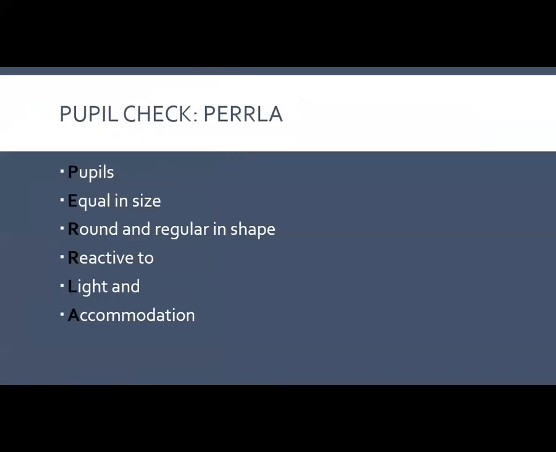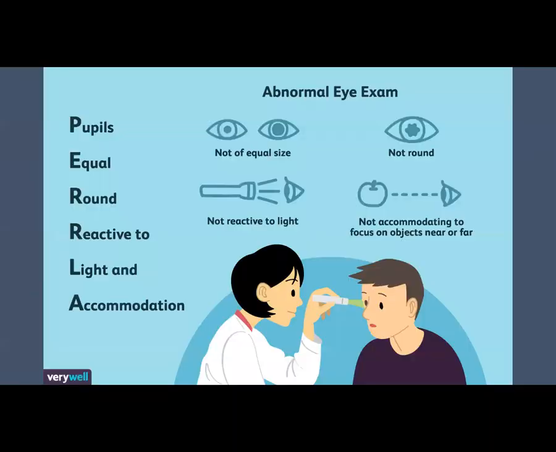Another assessment tool we use is to identify what is happening with our patients' pupils. So are their pupils equal? Are they round, etc.? So pupils equal in size, round and regular in shape, reactive to light, and accommodation. So I like this picture here because it kind of shows the abnormal pupils. So not equal pupil size. Is one pupil much larger than the other? Not round. Does it look like it's not in a circular state? Is it a circle or is it a star instead? Not reactive to light. It doesn't matter how much light I put in. Not accommodating to focus on objects near and far.